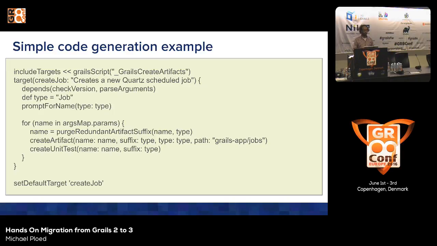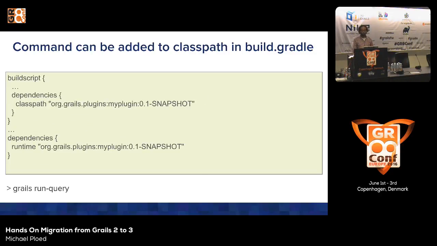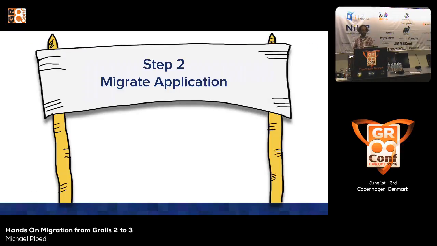A simple code generation script is something like this. I won't go into a lot of detail. There is an API for that. It's documented in Grails, so you might want to check this out. And you can also, for instance, define an application command as a Gradle task. For instance, run-query, and you write your code right into the Gradle task and deploy this in there. And you can even add the commands to the classpath in build.gradle and run grails run-query and you get the whole power of Groovy and Gradle for code generation.